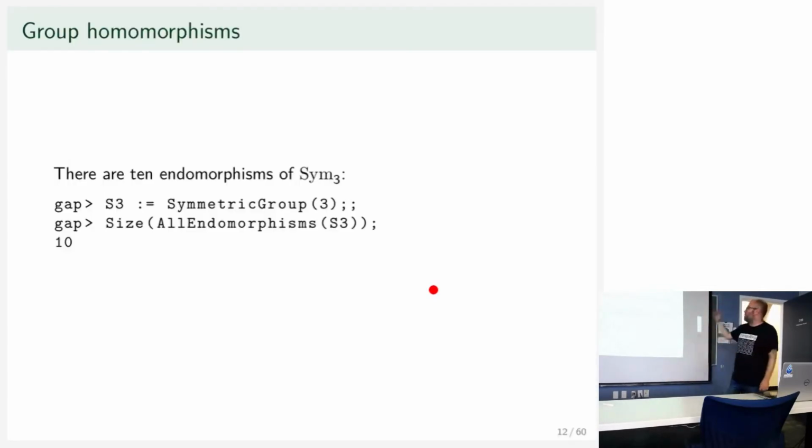So just as an easy example, there are 10 endomorphisms of the symmetric group S3. This is just what I'm doing.